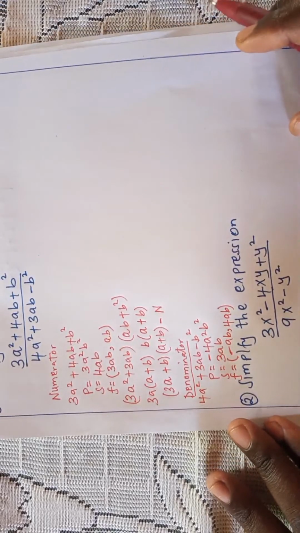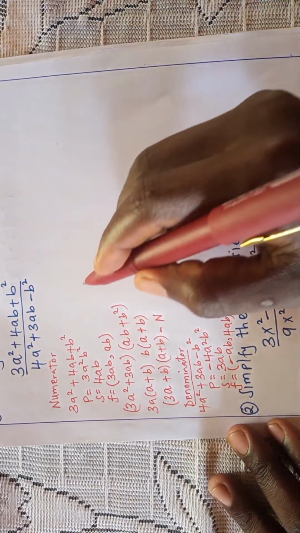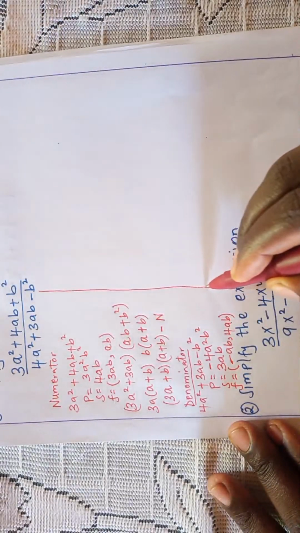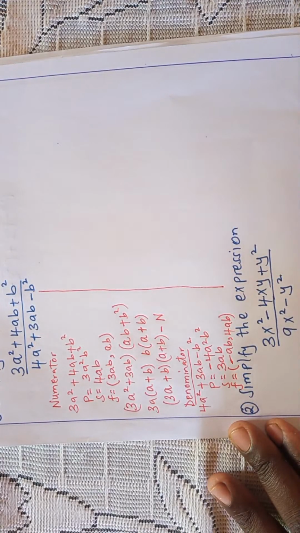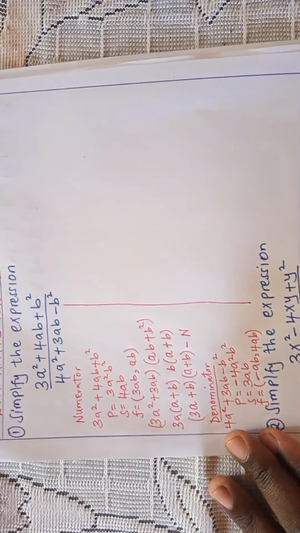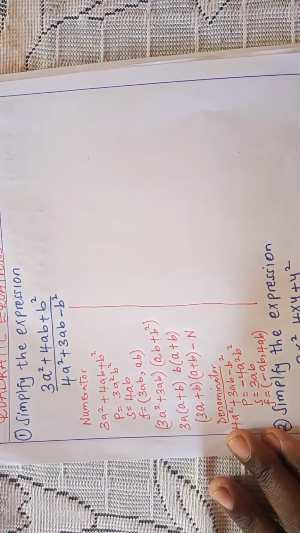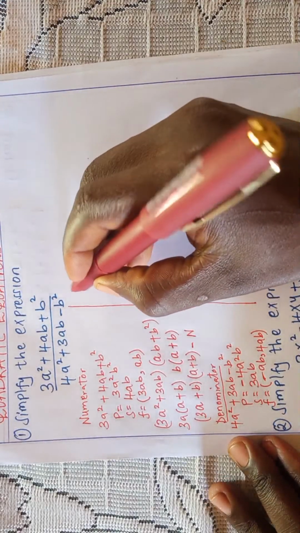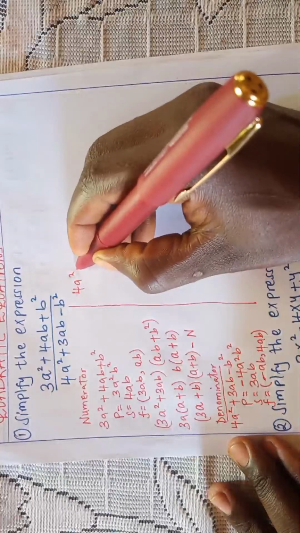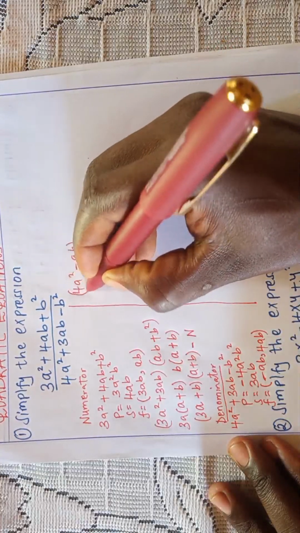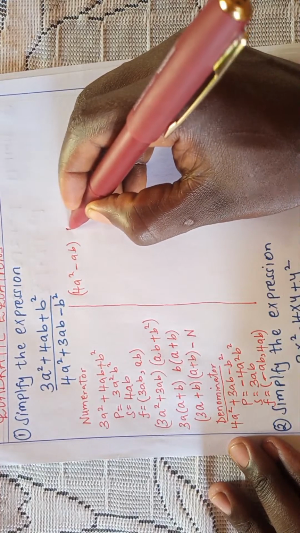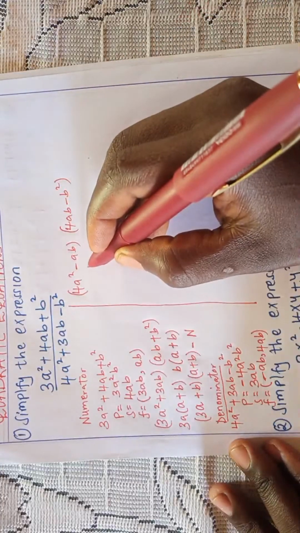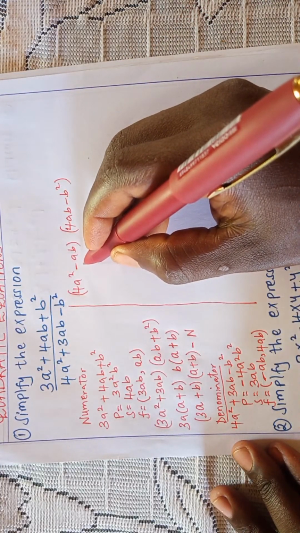Now let us proceed. We want to make things better here. Let me use a line here. This one is going to help us differentiate between the two parts. Now let us continue. For us to be able to continue, we'll have to say that 4a squared minus ab, and then we have got 4ab minus b squared.